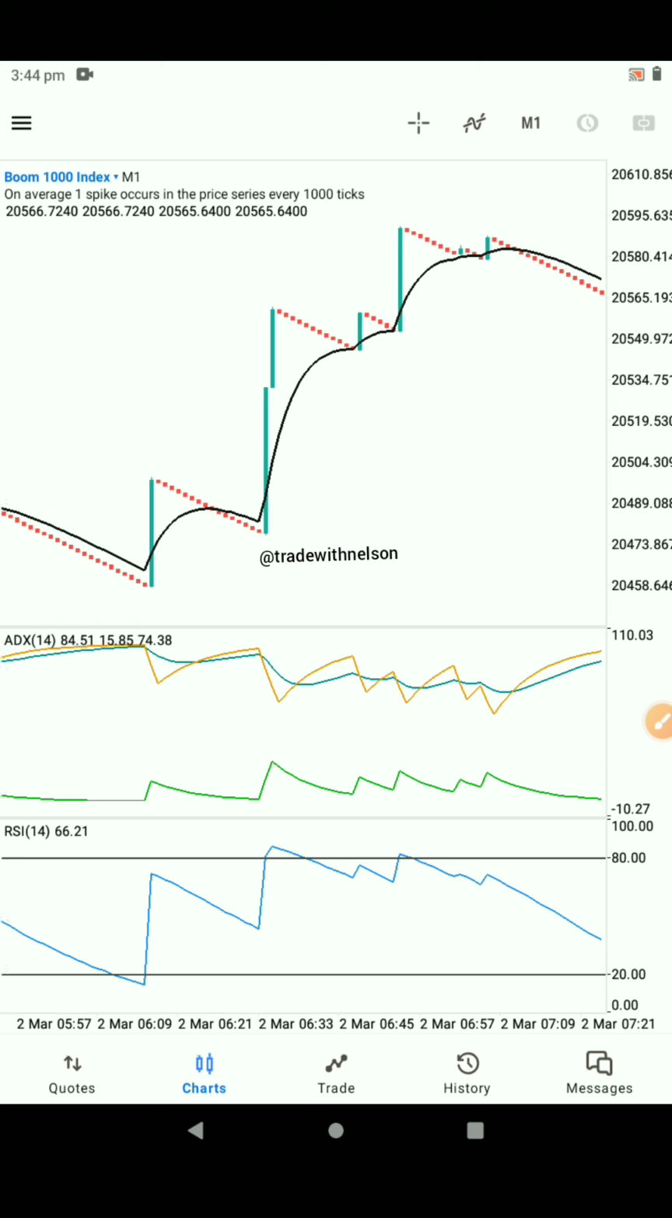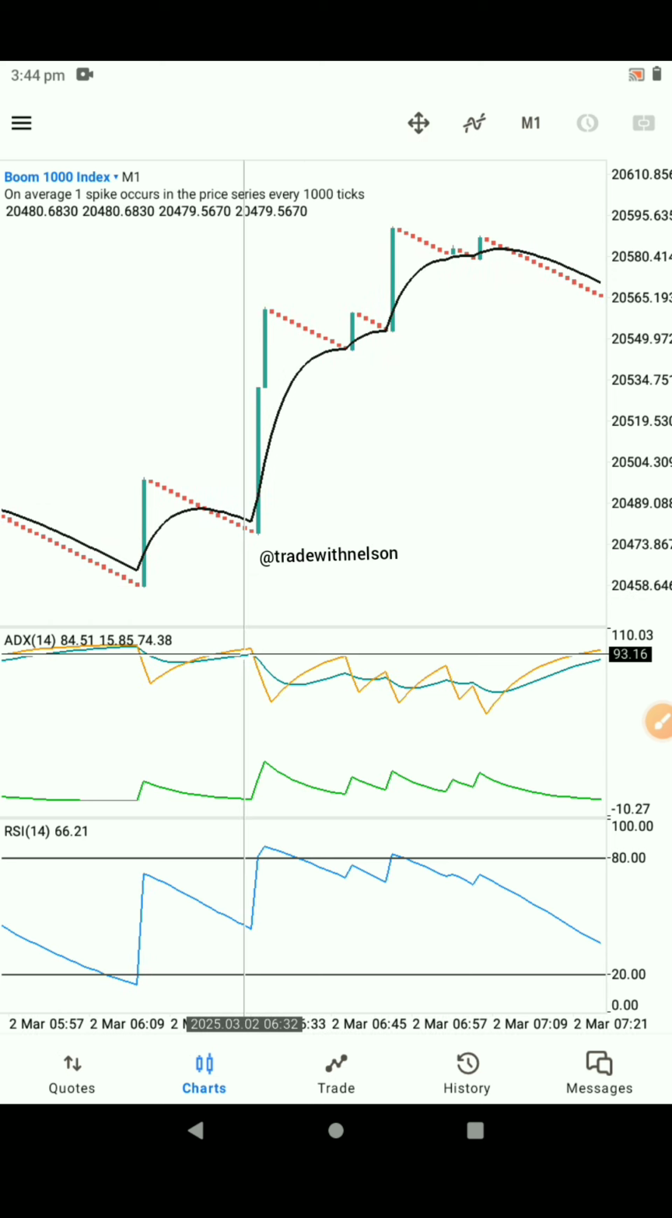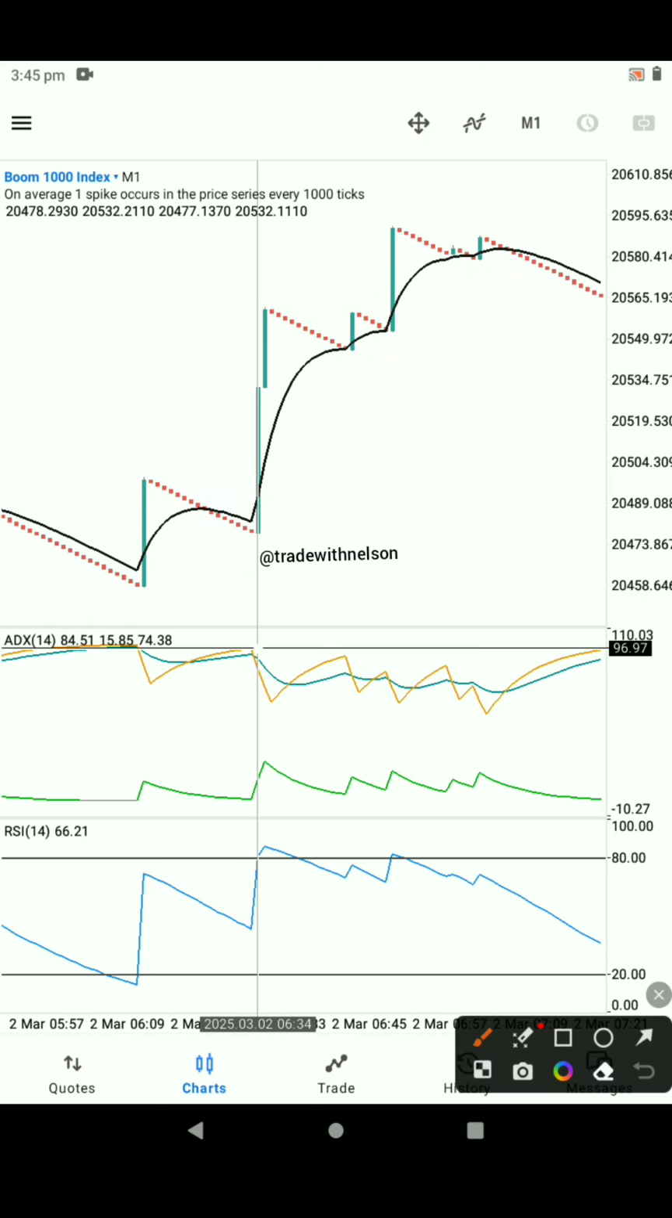Let me show you the reason why I wait for it to enter the 80 level. As you can see over here, we have a spike to the upside about to enter the 80 level, but you see how the market crosses over here but did not give a 5 candle move before we have a double spike to the upside.